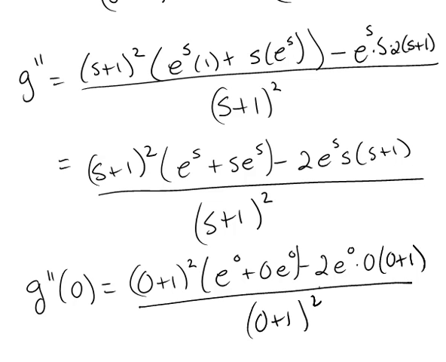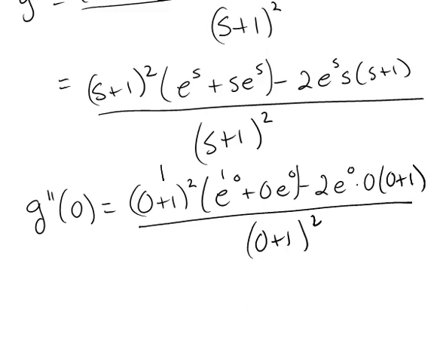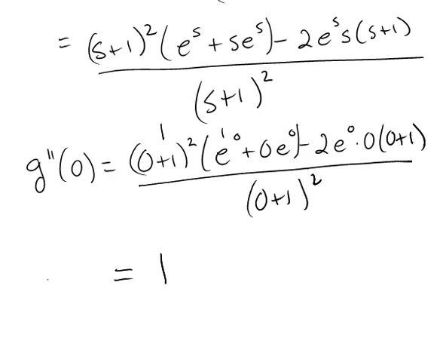All right, well, let's see. This is just 1. And then this is 1 squared is 1. And this is 1 here. 1 times 1 is 1. Minus 0 over 1. So all of this was just 1. g double prime at 0 is equal to 1.